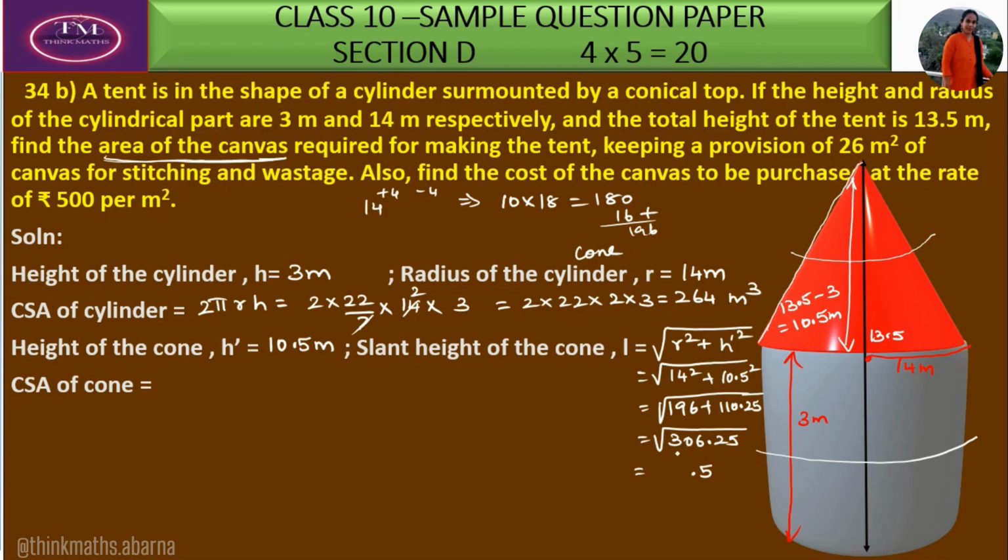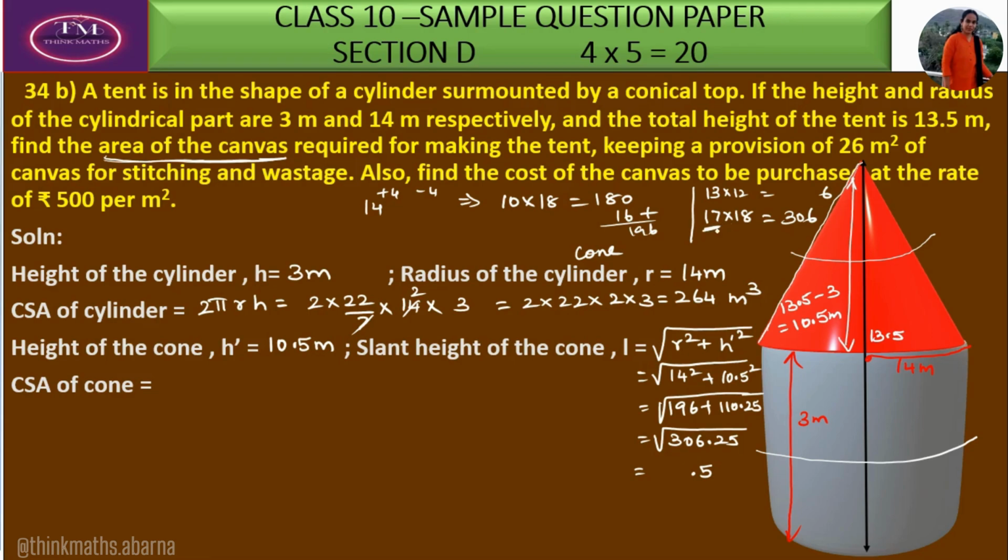So if you multiply the 2 consecutive numbers, its answer should be 306. So I am going to use the 2-digit number. So 13 into 12 ends with 6. But 13 into 12 is not 306, but 17 into 18. If you multiply 17 and 18, you will get 306.